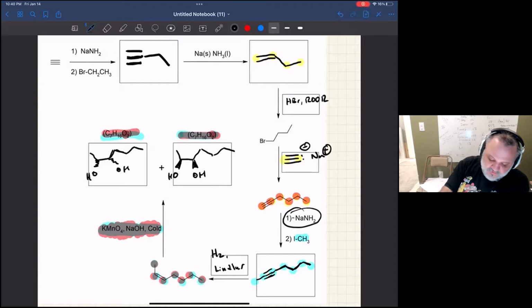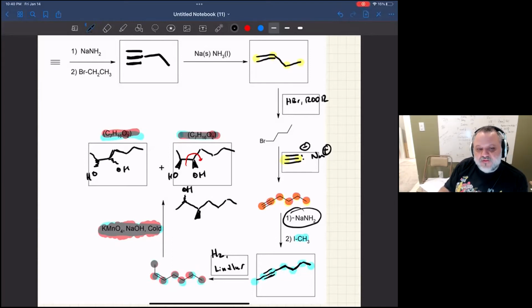Now we can certainly rotate so that this is in a typical projection. And if it were in a typical projection, of course, this one would still be down, but this one has moved to the back. It's still syn addition, but because it was syn addition to a cis alkene, we end up with this situation where the OHs actually are facing the same direction once they do the rotation. Okay.